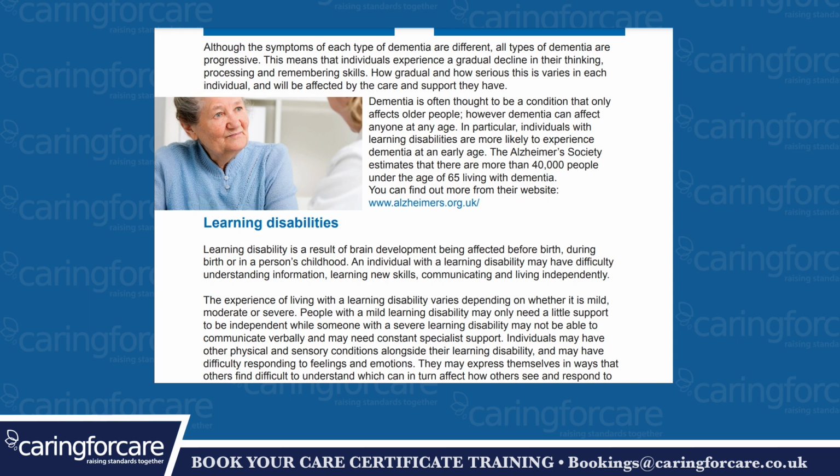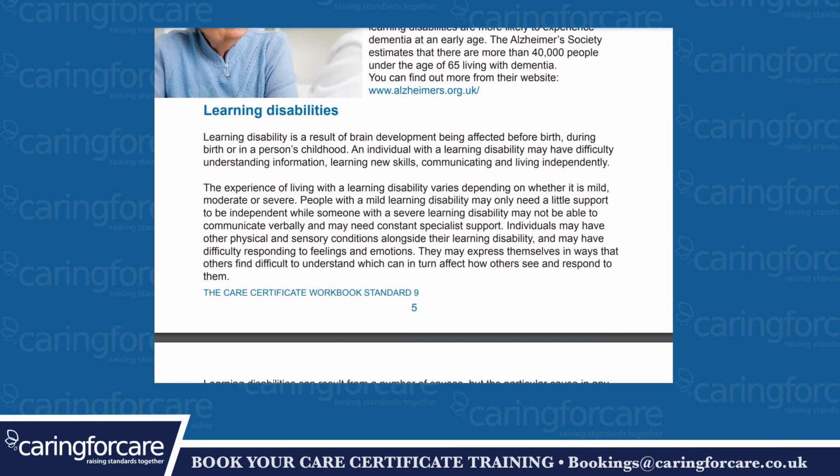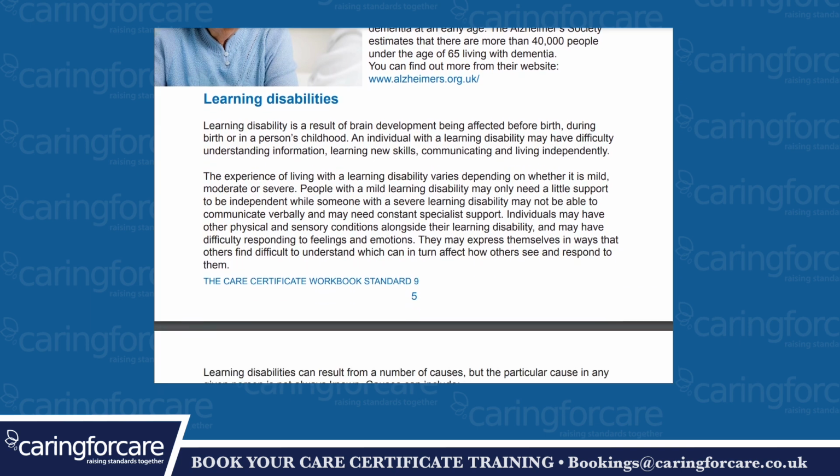However, dementia can affect anyone at any age. In particular, individuals with learning disabilities are more likely to experience dementia at an early age. The Alzheimer's Society estimates that there are more than 40,000 people under the age of 65 living with dementia. And for more information, you can find out on their website at alzheimers.org.uk.